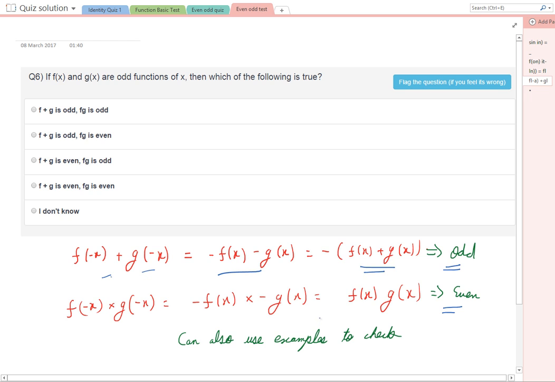We can also do these kind of questions just by putting an example in here, especially if neither is not an option. So the way we could have done it is we could have taken f(x) as x and g(x) as x cubed, and we know both of these are odd functions. So f plus g would have been x plus x cubed, and fg would have been x to the power 4. We know this is an even function, so we know fg is even, and you can substitute -x in place of x here and check that this will be an odd function, and hence we know that f plus g is odd and fg is even. You can do the same thing with the previous question as well.